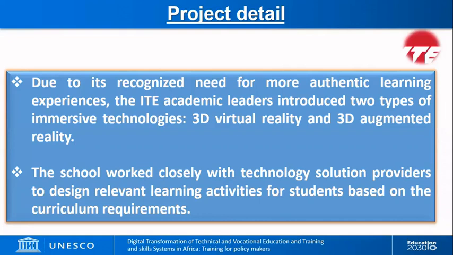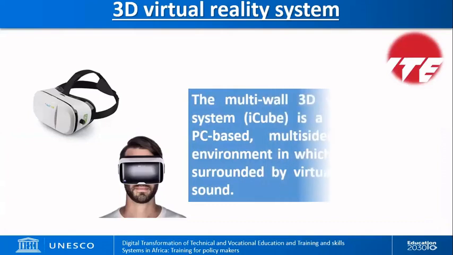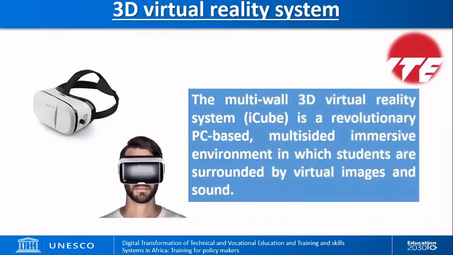Therefore, we present the project details: the ITE leaders introduced two types of immersive technologies, the 3D virtual reality and 3D augmented reality. The school worked closely with technology solution providers to design relevant learning activities for students based on curriculum requirements. The 3D virtual reality system has the multi-wall 3D virtual reality iCube, which is a revolutionary PC-based multi-sided immersive environment in which students are surrounded by virtual images and sounds.